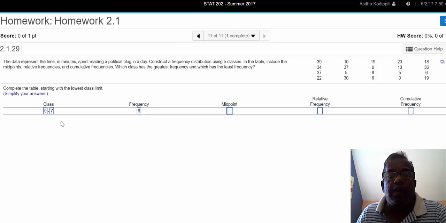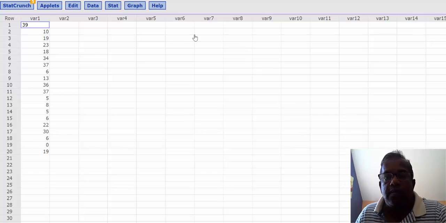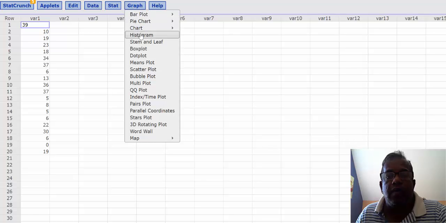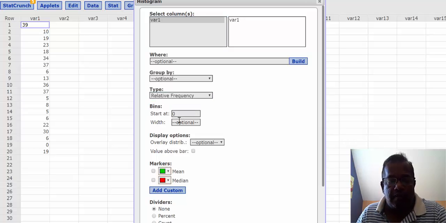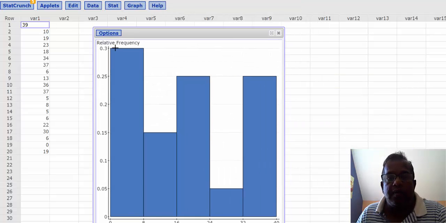The midpoint of a class is the average of these two numbers, 0 plus 7 divided by 2, which is 3.5. Then we have to find the relative frequency, and the cumulative frequency of the first class is the same as the frequency of the first class, which is 6. In order to find the relative frequency, we go back and create a relative frequency histogram. Do the same thing: go to Histogram, select the variable, and here we select relative frequency. Start with 0, the width is 8, compute, and we get the relative frequency, which is 0.3.